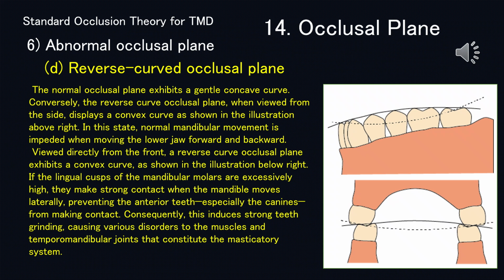Viewed directly from the front, a reverse curve occlusal plane exhibits a convex curve, as shown in the illustration below right. If the lingual cusps of the mandibular molars are excessively high, they make strong contact when the mandible moves laterally, preventing the anterior teeth, especially the canines, from making contact. Consequently, this induces strong teeth grinding, causing various disorders to the muscles and temporomandibular joints that constitute the masticatory system.